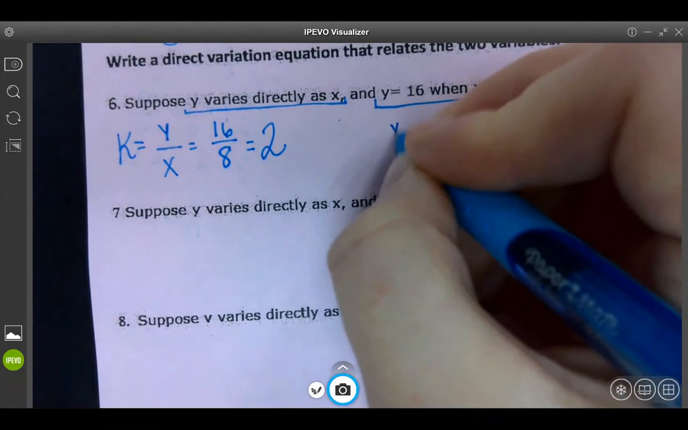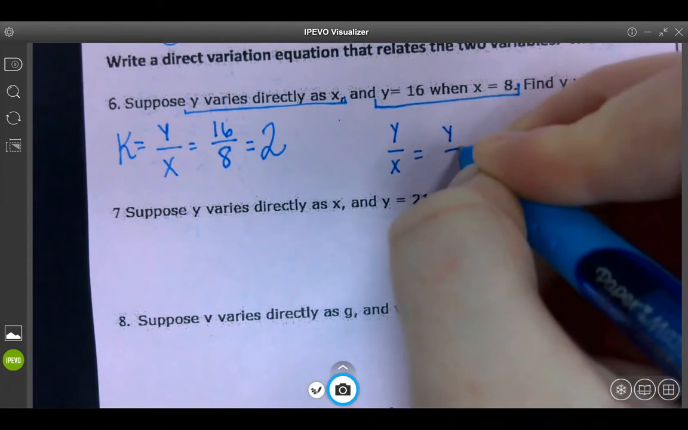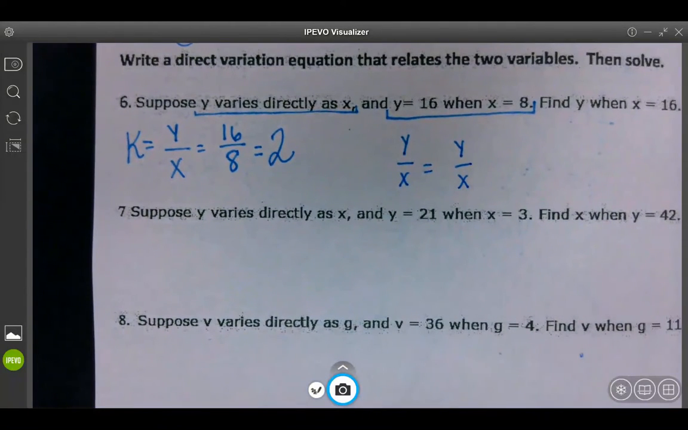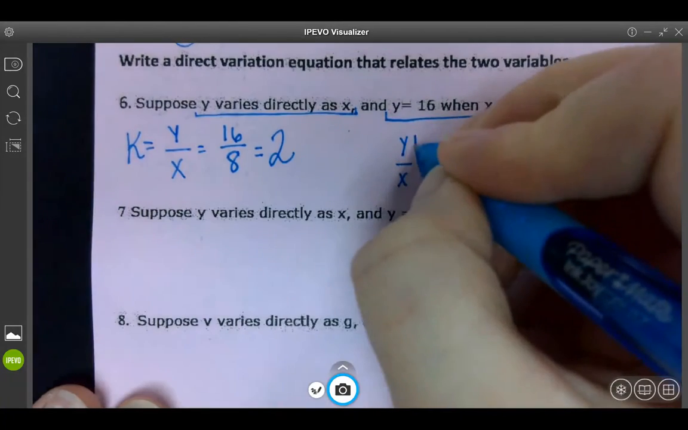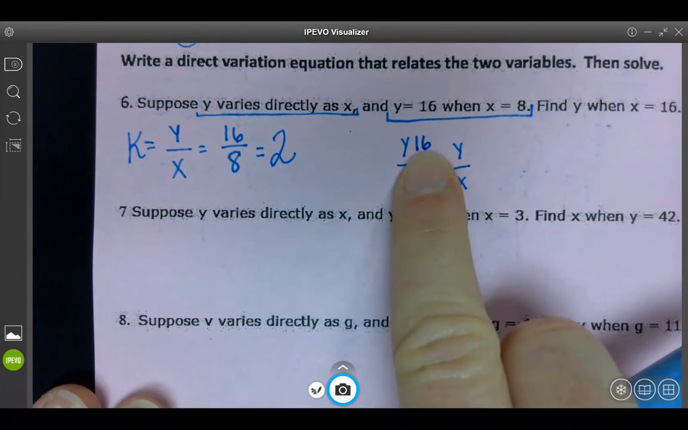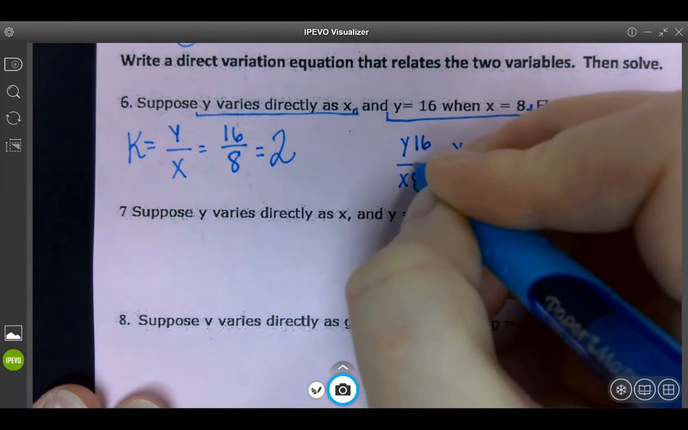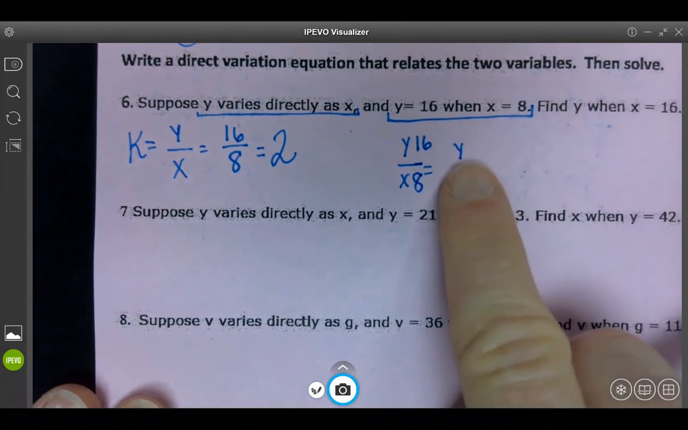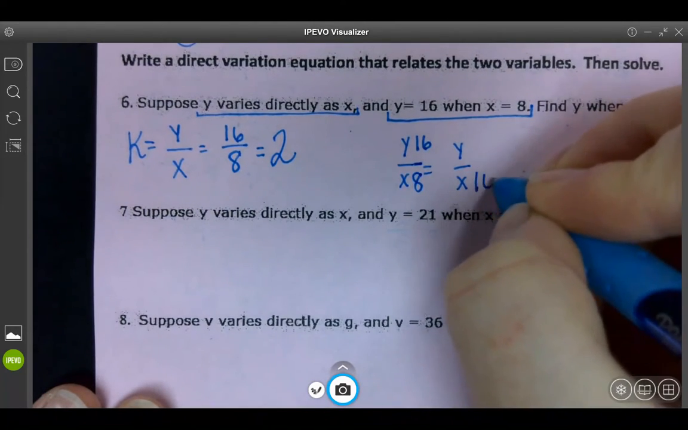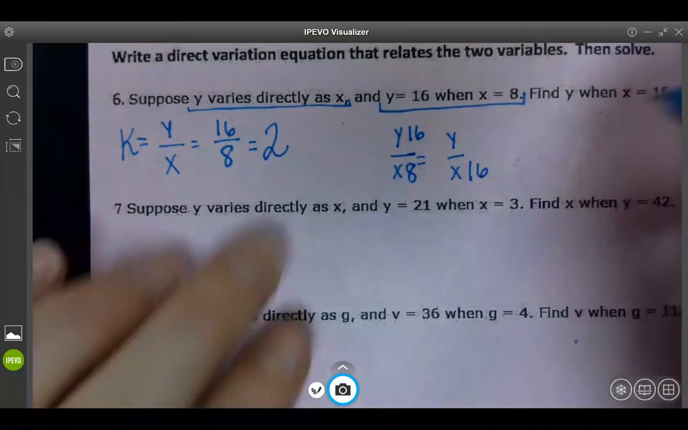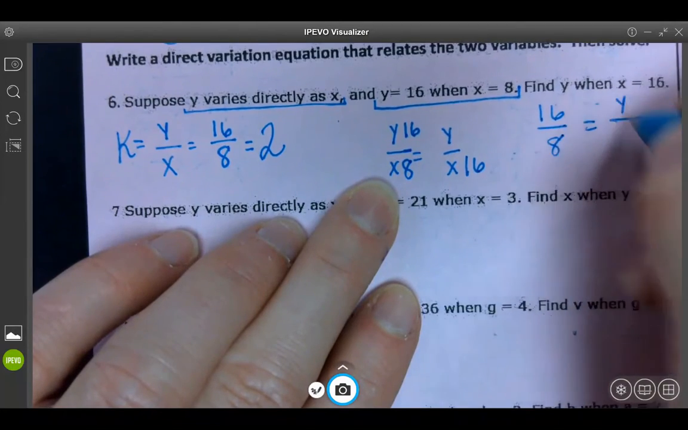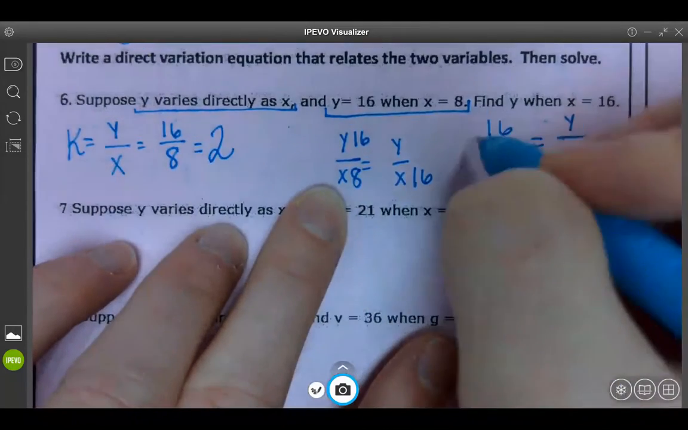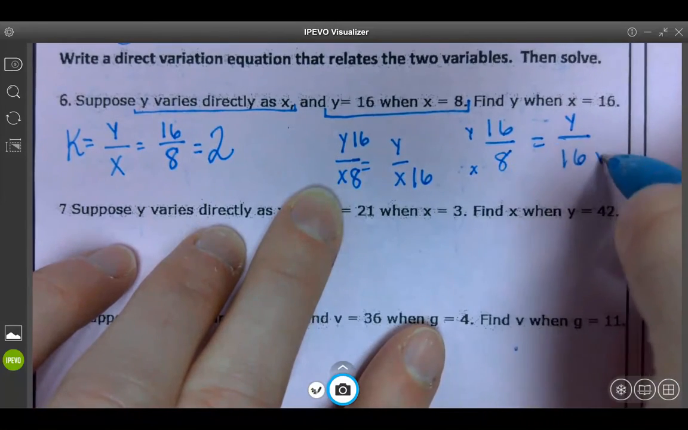But really the easiest way to do this is do it as a proportion. Y over x equals y over x. Y'all have seen those proportions, right? Then you plug in numbers. When y is 16, so it'd be 16 over when x is 8. Find y when x is 16. I'm going to rewrite it because I don't like the way that looks. 16 over 8 equals y over 16. This is y over x, and this is x.